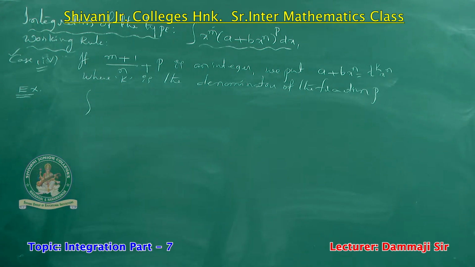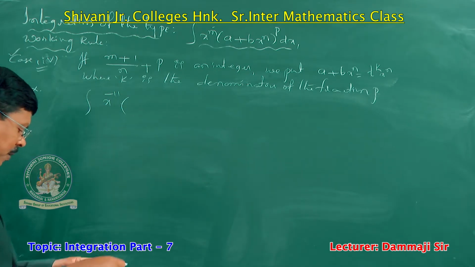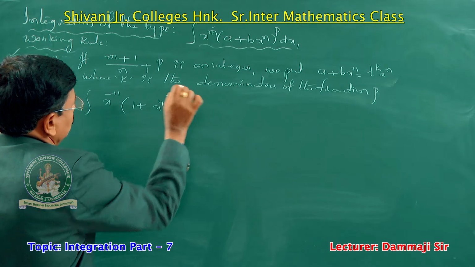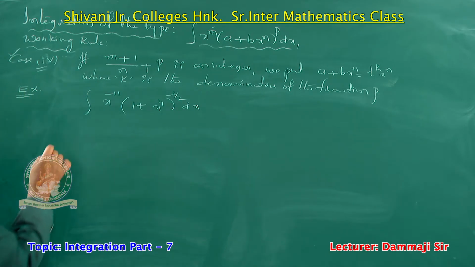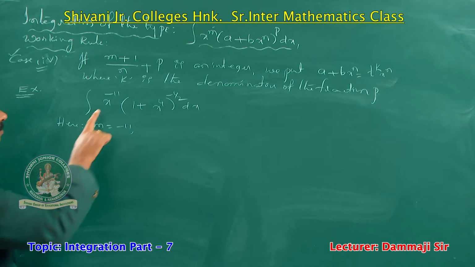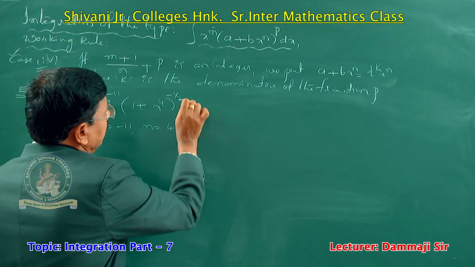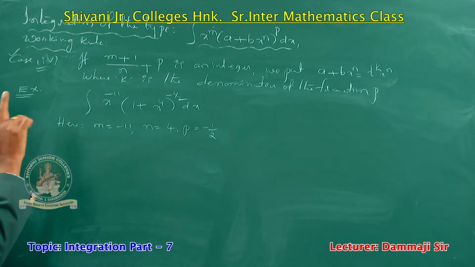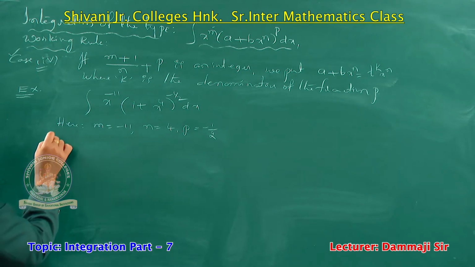So one related problem: x power minus 11 into (1 plus x power 4) whole power minus 1 by 2 dx. Check. Already you can observe here, m is minus 11. The same formation is there. Next, n is nothing but 4. What about p? p is nothing but minus 1 by 2. You can observe case 1, case 2, case 3, and case 4 is the process here.